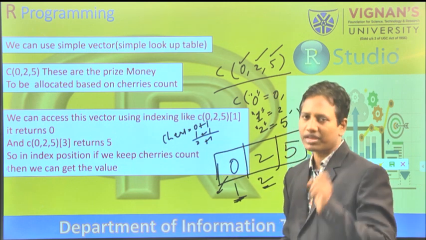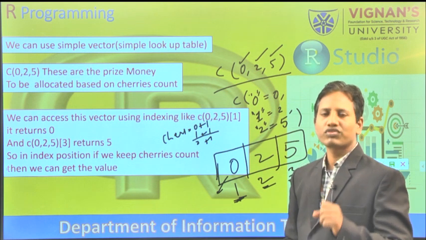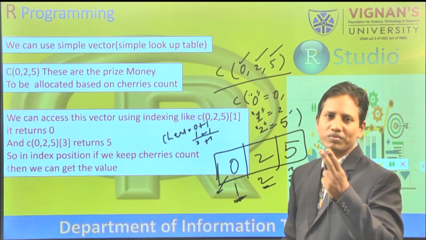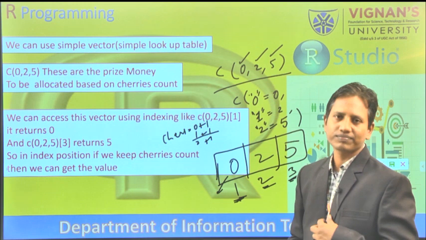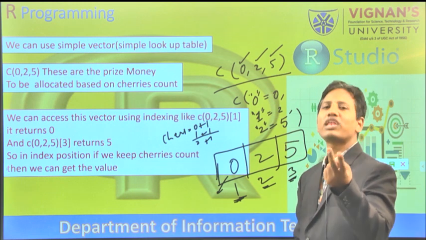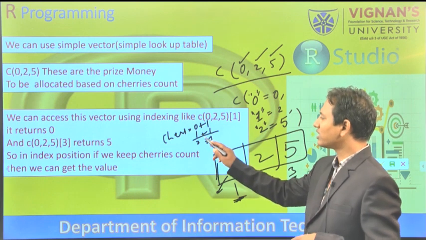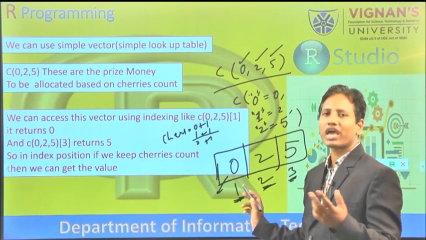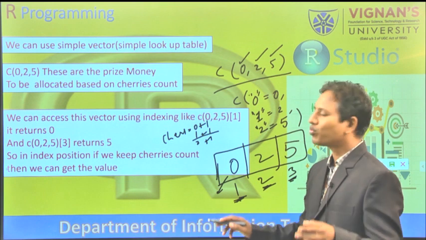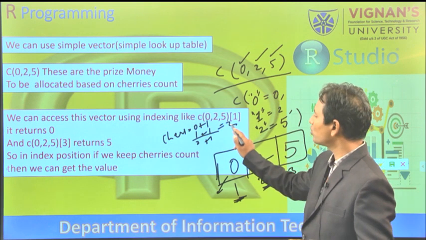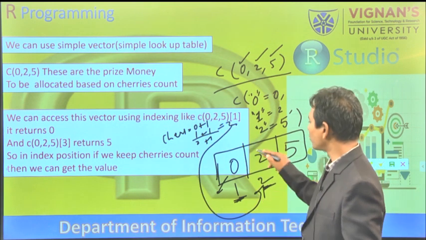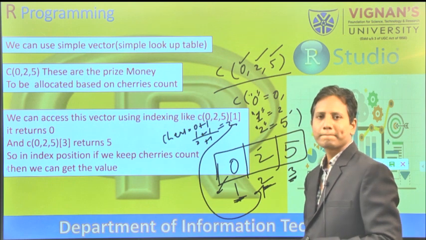Assume that we got 1 cherry. For 1 cherry, we have to give 2 rupees, that is 2 points. And that value 2 is present at index 2. So to match this, what do I have to do? I need to add 1. 1 plus 1 will be 2, so the index value will be 2, and you are going to get the 2.